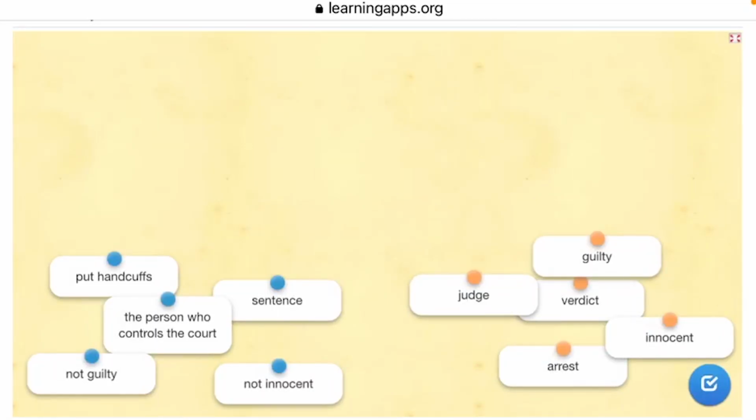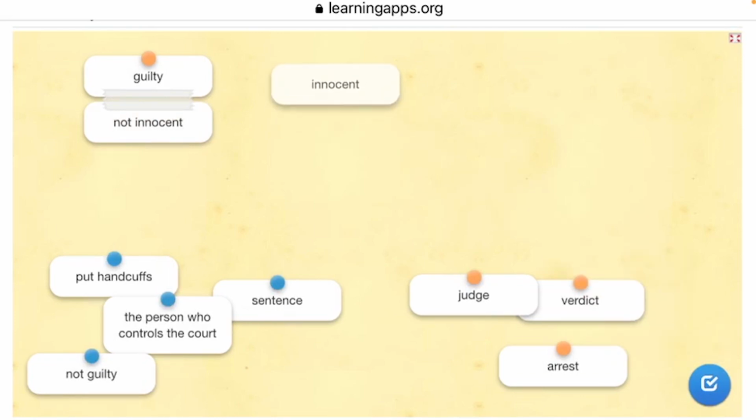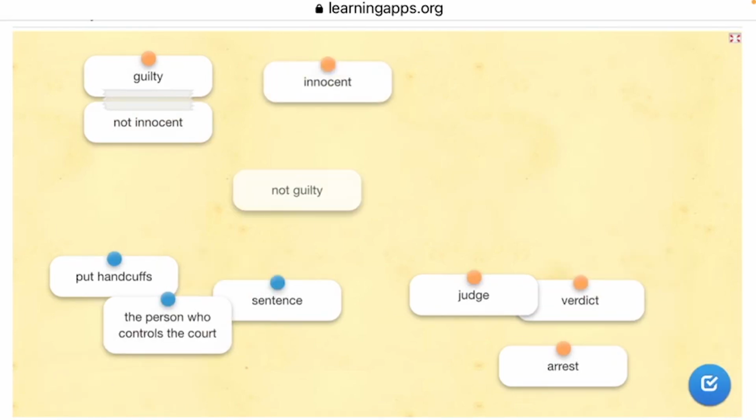There is a task for you. Here we need to match words with their meanings. You can pause the video at any moment to check yourself. Okay, let's start. When we say guilty, we mean not innocent. The same goes for innocent. We mean not guilty.